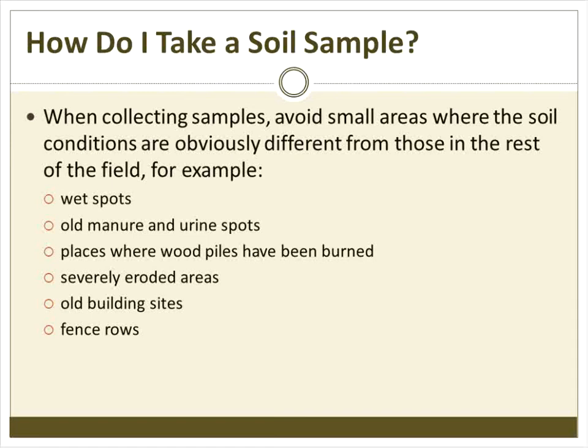So avoid those spots. Avoid places where you've burned wood in the past. Why is that? Well, when you burn wood, you generate ash, and that ash has a liming coefficient associated with it. It can affect soil pH, so you want to avoid old burn piles. Sample eroded areas completely separately from non-eroded areas, because the subsoil that is exposed is a lot different than the topsoil that's elsewhere. Old building sites and fence rows.